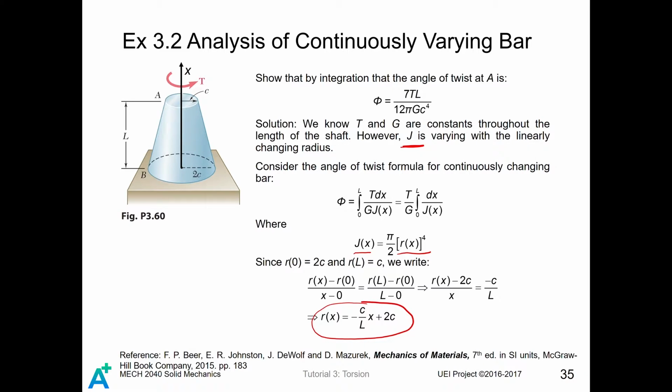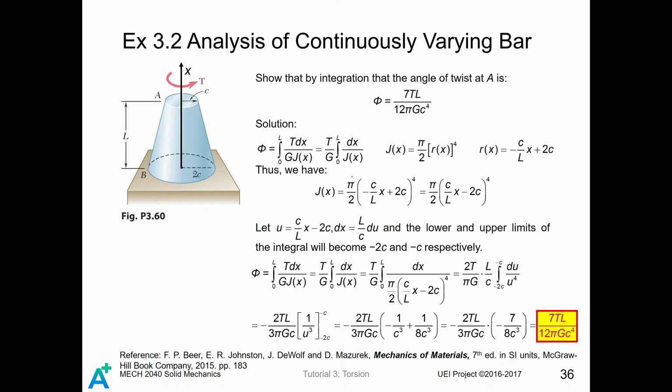So we know that at x equals 0, the radius is 2c. When x equals L, the radius is c. Then we can write the linear equation like this. By a series of simplifications, we get r(x) equals minus c over L times x plus 2c.